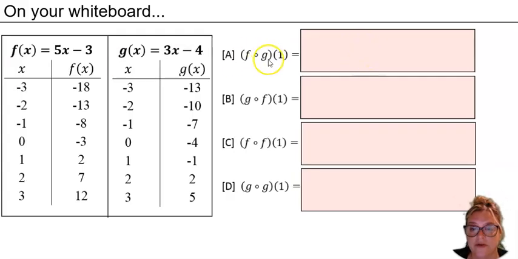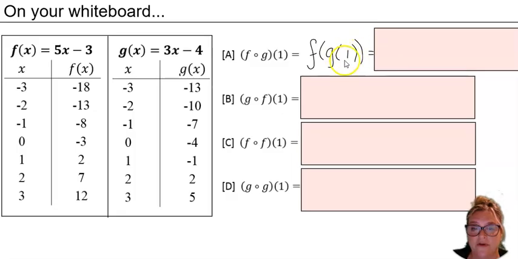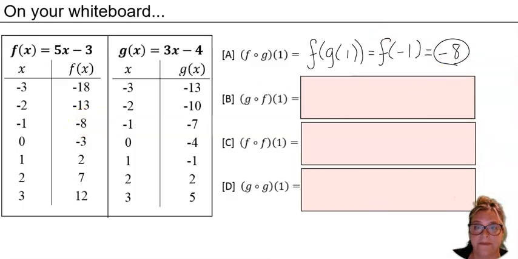So f composed with g of 1. That's going to be f of g of 1. For g of 1, we go to the g table, we look for the 1 as an x. There it is. The output is -1. We're going to use that as the input for f. So we go to the function f, find -1, and the output then is -8.